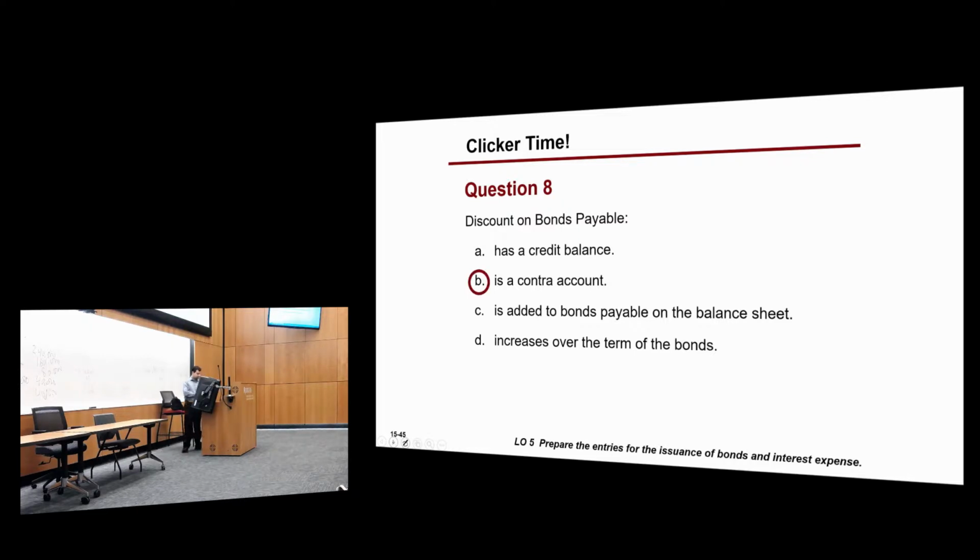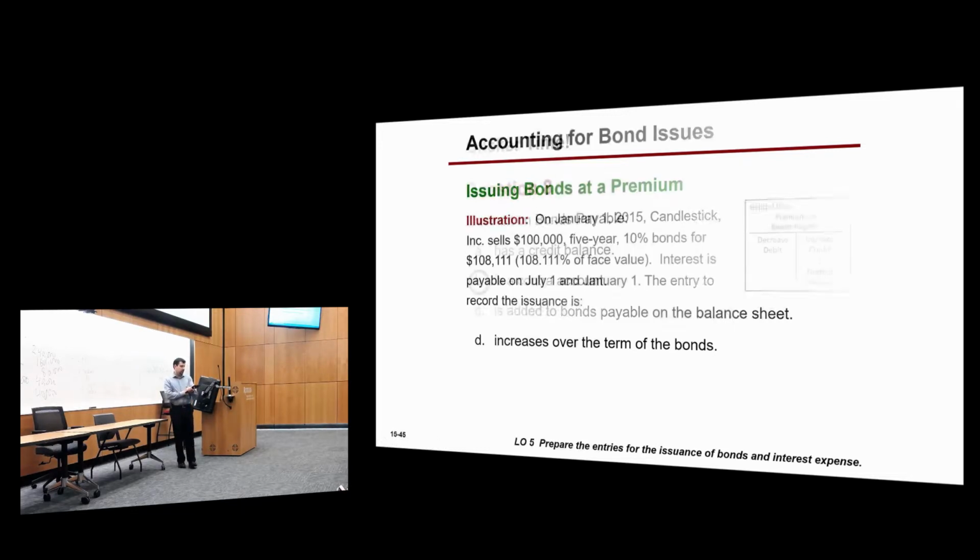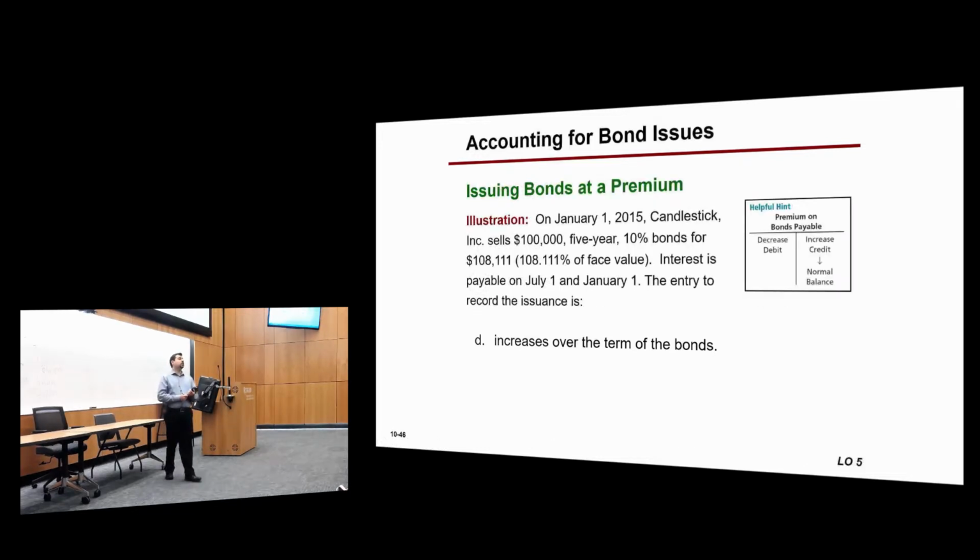That's in between. So, it is actually a contra account. Now, that was issuing bonds at a discount, when the contractual interest rate was lower than the market. Now we're going to look at it when it is higher than the market. So this is 10%. The company was able to sell it for 108.11%.